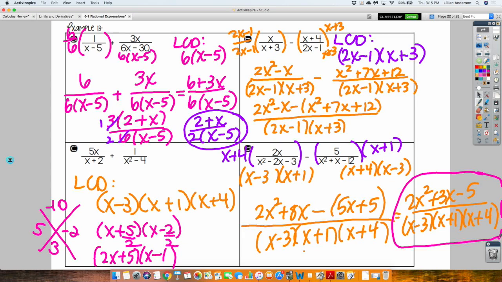All right? That is how you add and subtract rational expressions. Okay? That is how you add and subtract rational expressions.